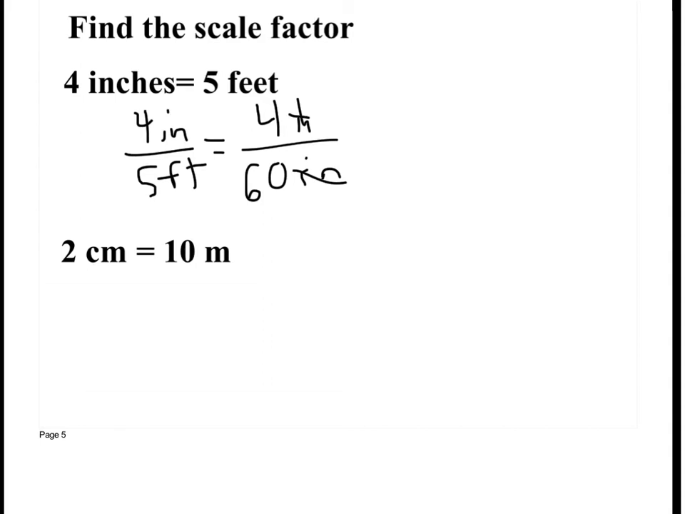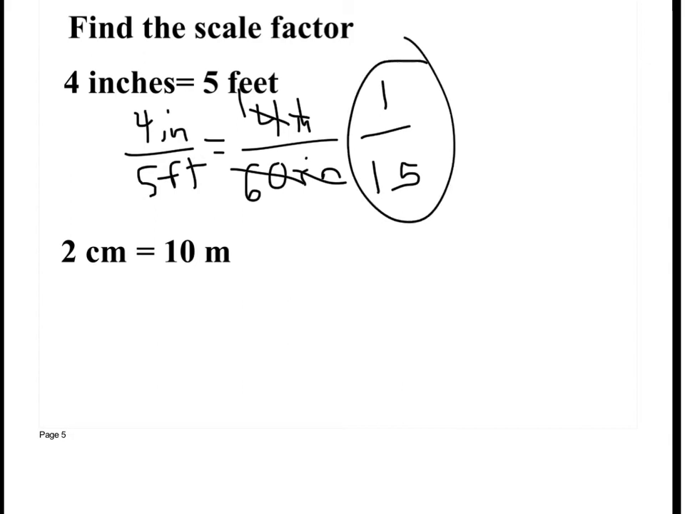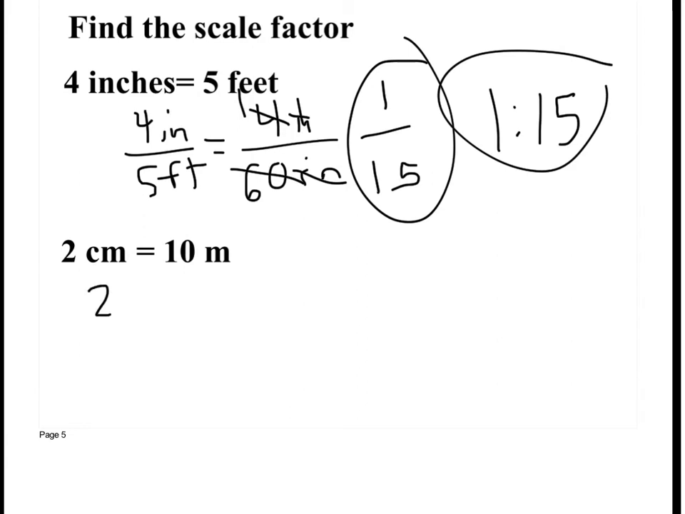Usually you'll try and get 1 on top. Okay? I can divide both of these by 4. 4 divided by 4 is 1. 60 divided by 4 is 15. So my scale factor is 1 over 15 or 1/15. Those are my two answers. I'll take either.